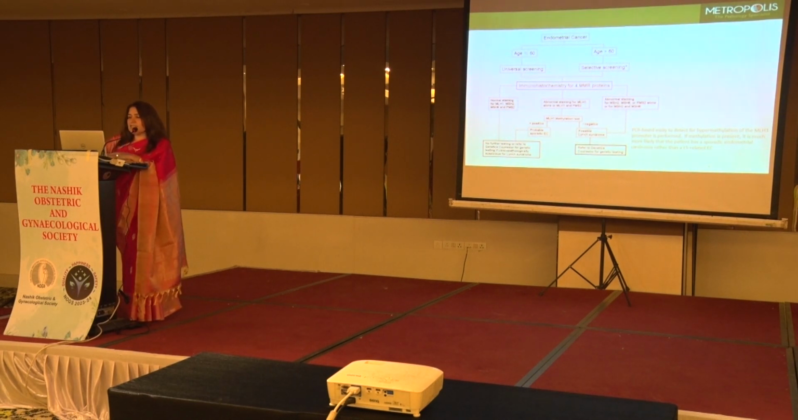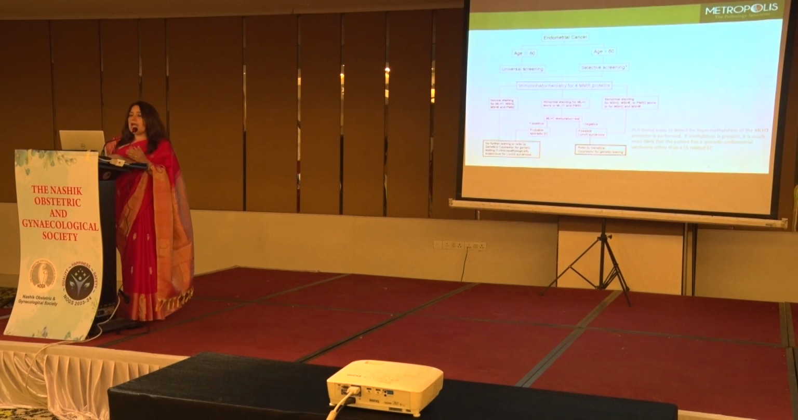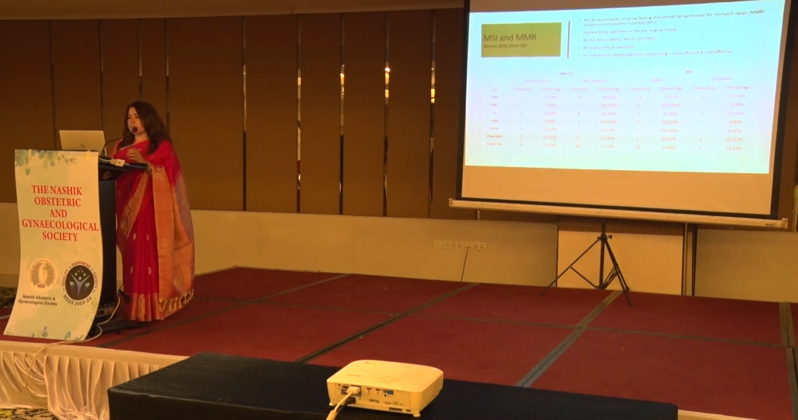More than 60, obviously very selective, but less than 60, universal screening at least for four MMR proteins. And then if MLH1 and one more come positive, it is better to do a methylation test also to see whether it's sporadic or associated with Lynch. As I said, it's very less frequently asked for, but we do see these associations.